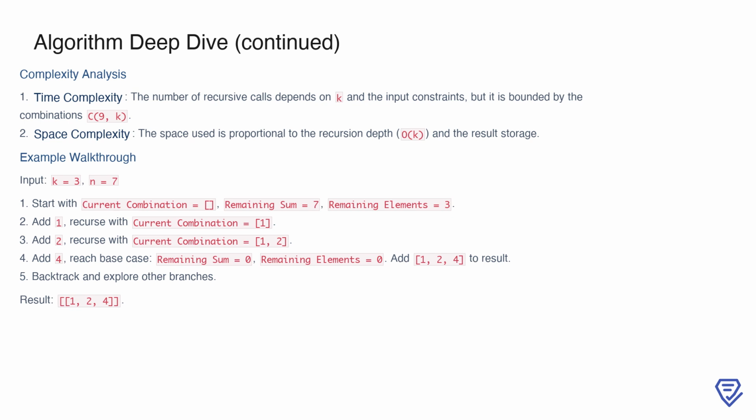Let's walk through an example with k equals 3 and n equals 7. Initially, the current combination is empty, and the remaining sum is 7. Adding 1 gives a new combination, 1, with a remaining sum of 6. Adding 2 results in 1, 2, with a remaining sum of 4, and adding 4 reaches the base case where the remaining sum and elements are both 0. The combination 1, 2, 4 is added to the result. Backtracking then explores other branches, ultimately returning 1, 2, 4 as the solution for this input.